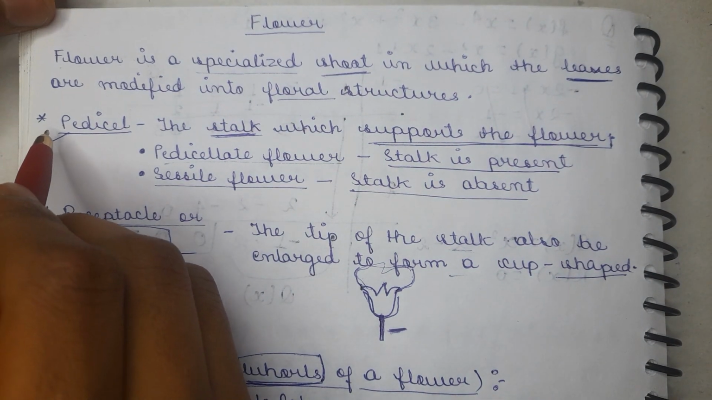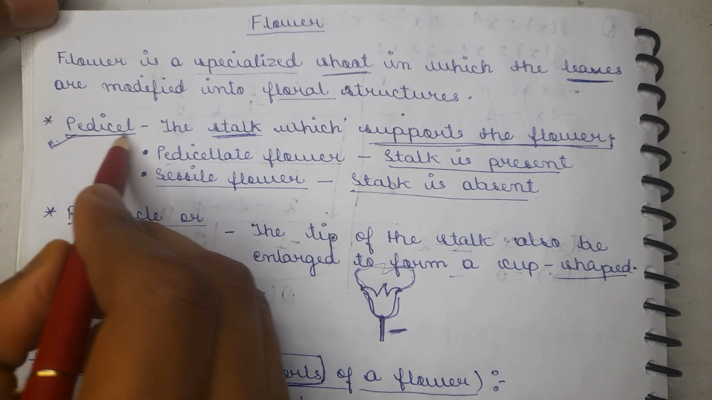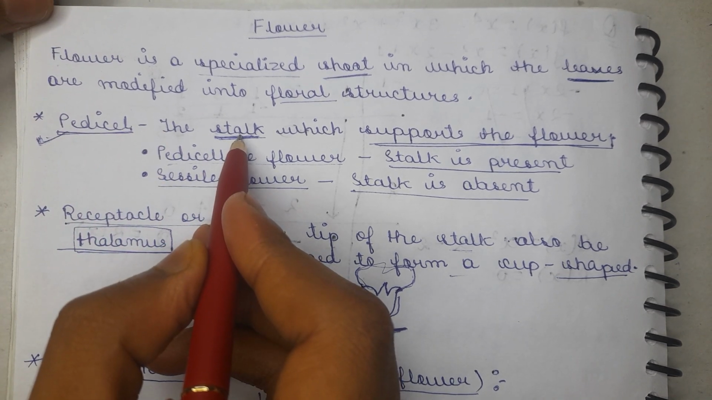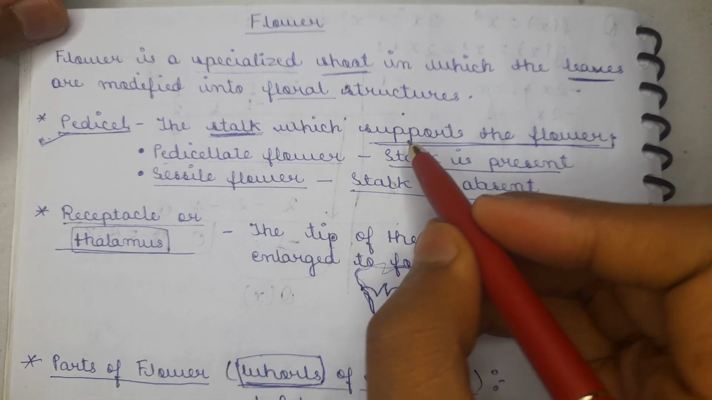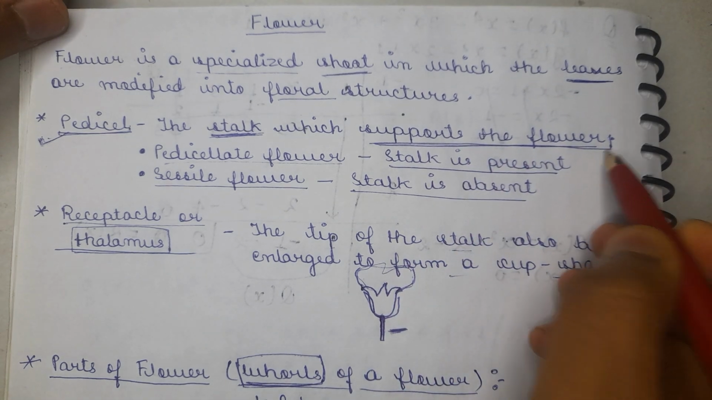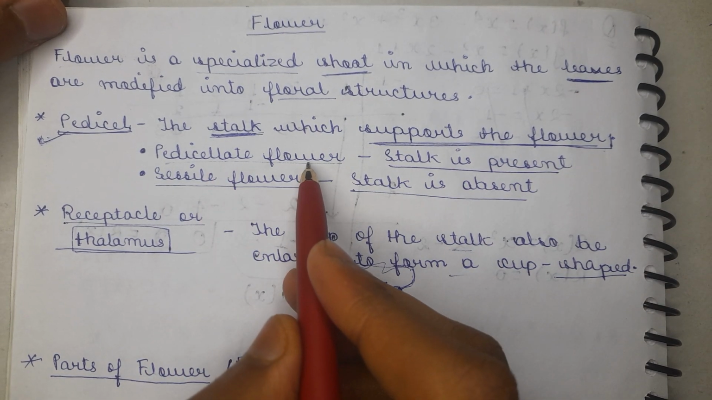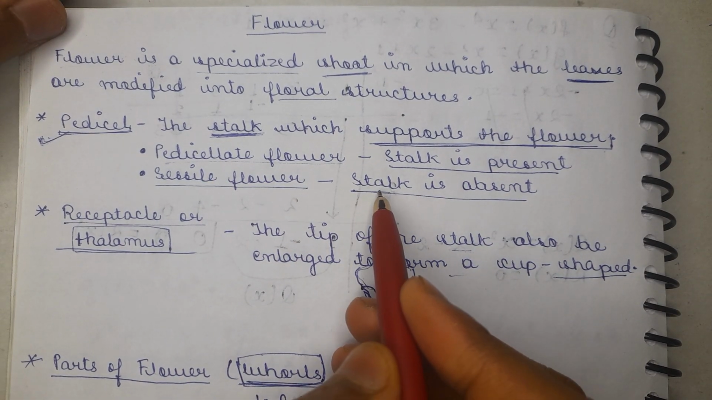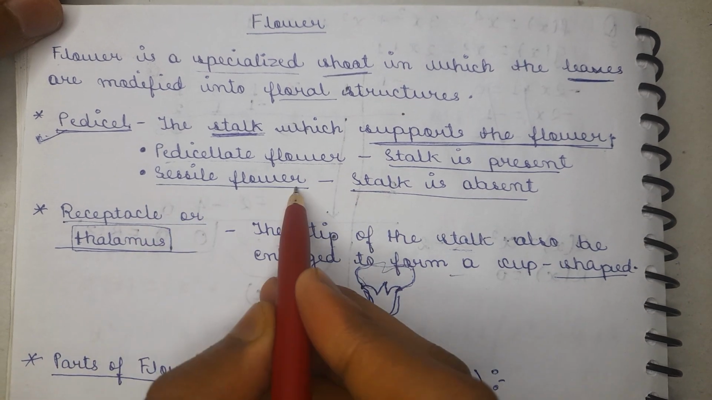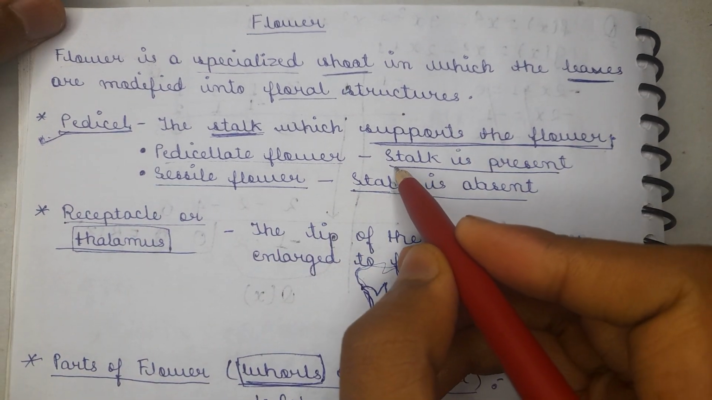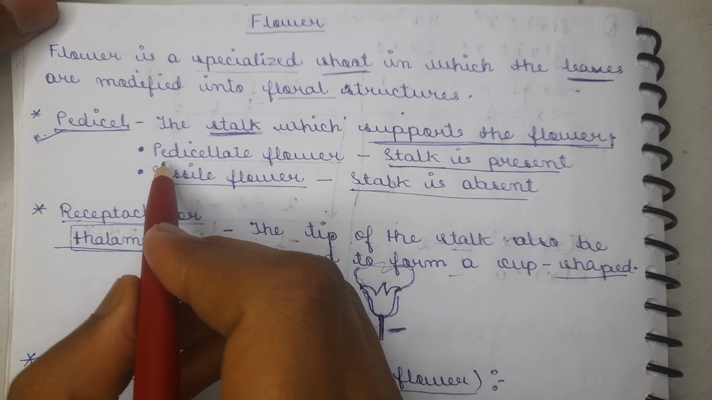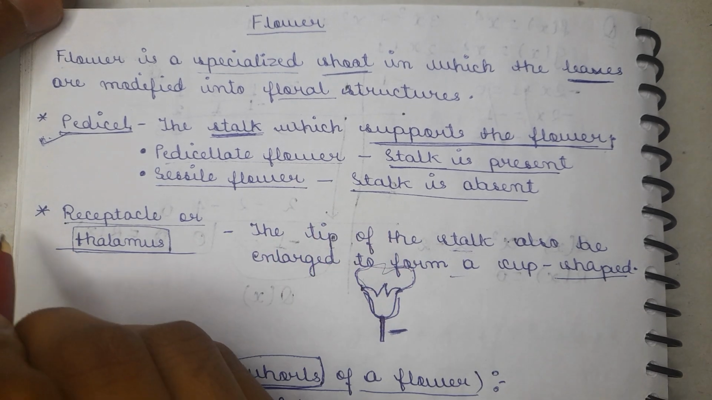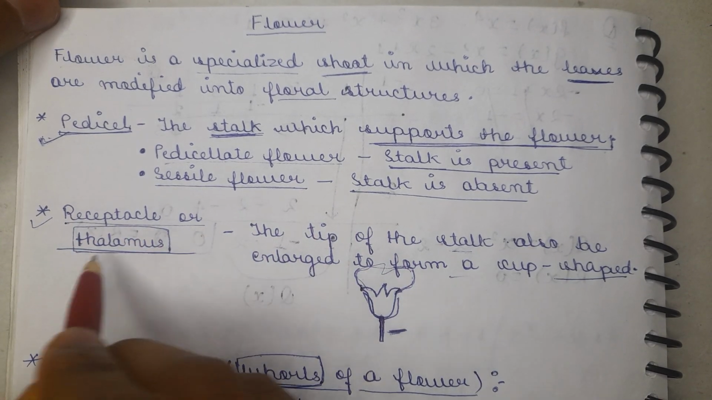Now the first part of the flower is called the pedicel, the stick-like structure also called the stalk, that gives support to the flower. In some cases the flower does not have a stalk. Those types of flowers are called sessile flowers, and the flowers which have a stalk are called pedicellate flowers.